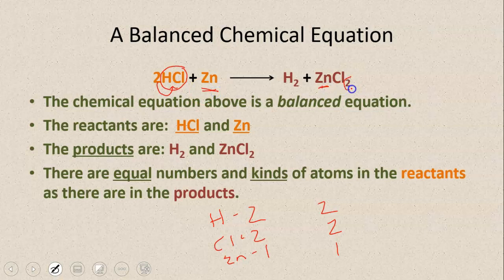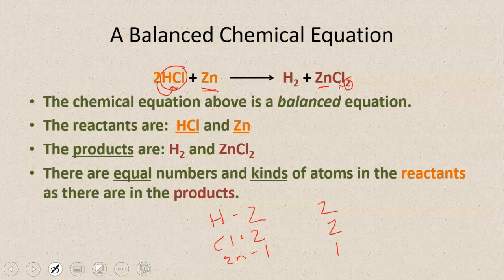Because remember, the subscript only goes with the chlorine because it only goes with the element that comes immediately before it, not with the entire molecule. If something goes with the entire molecule, we either have to have a coefficient in front or we have to have parentheses.